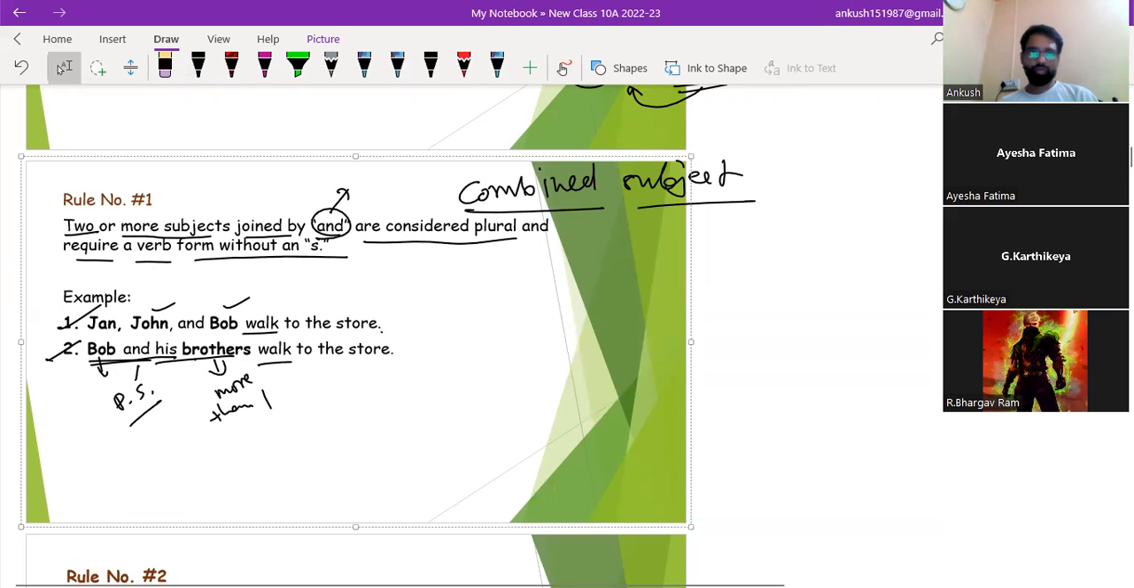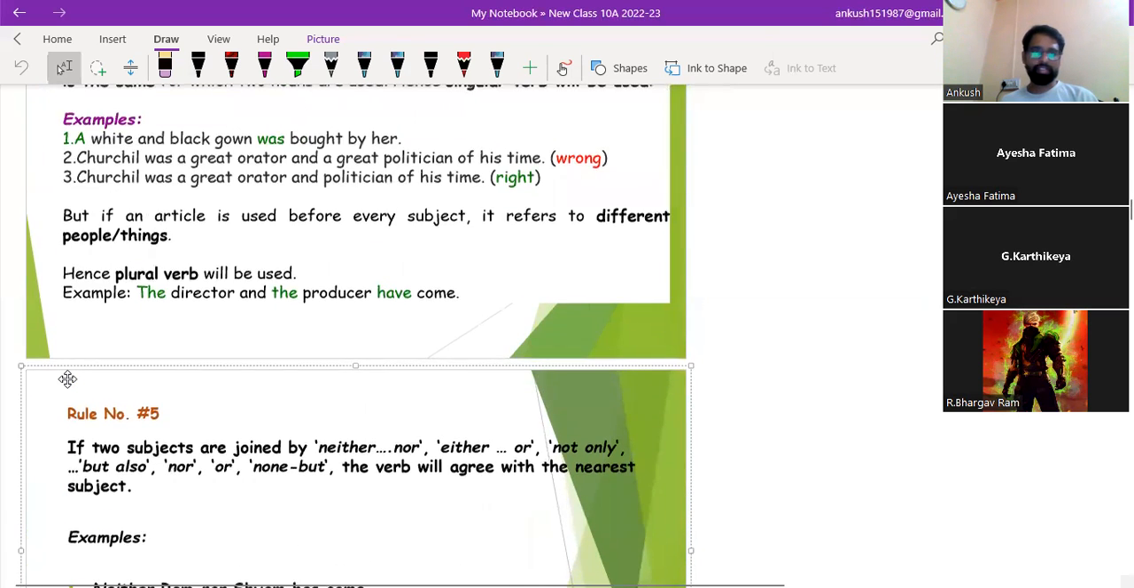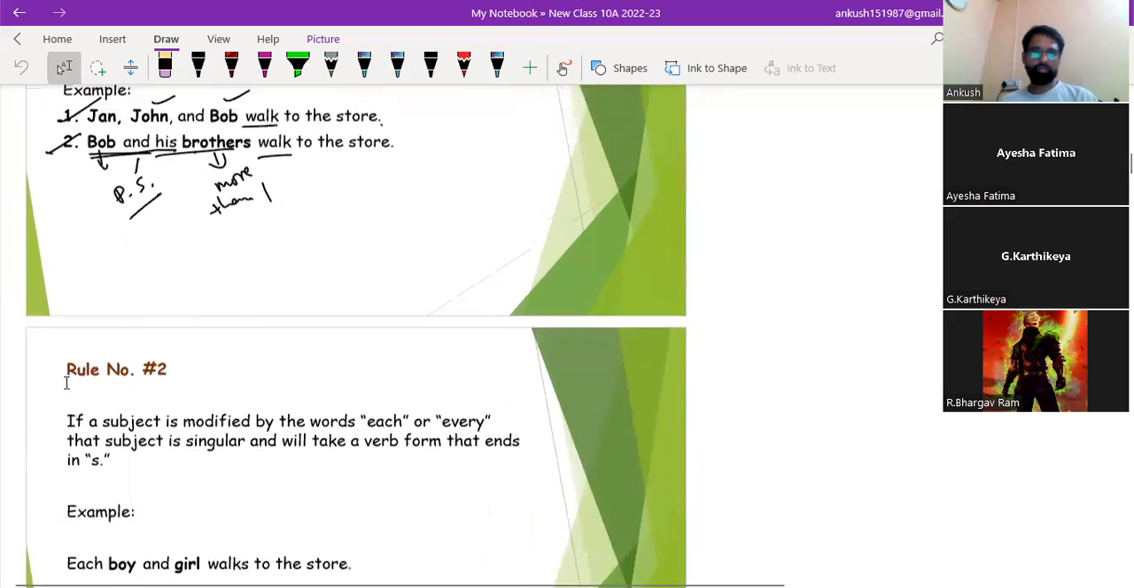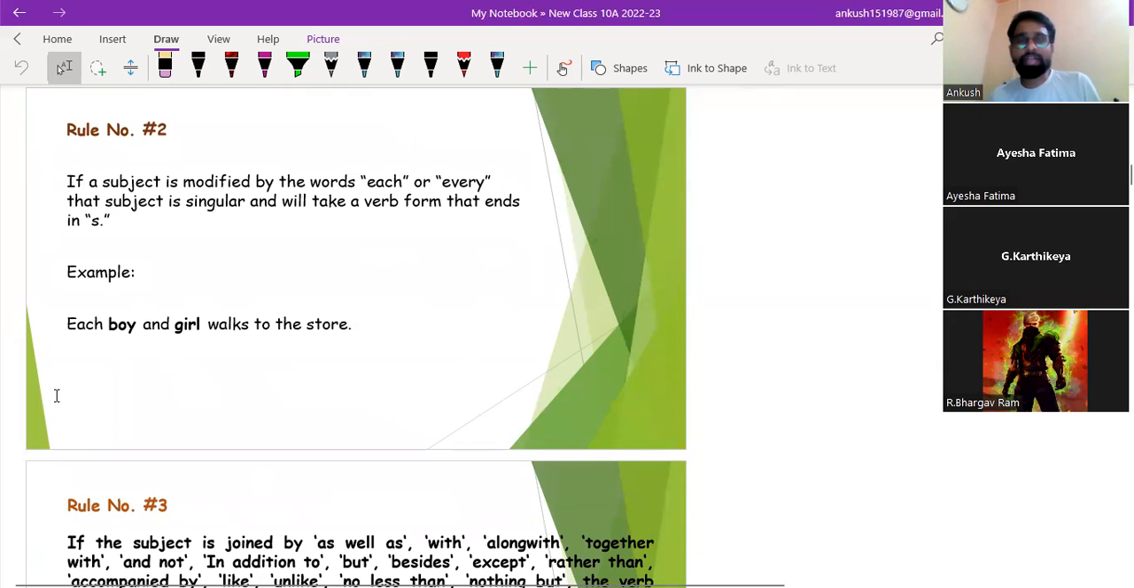Yes. What is next? Another rule is here. In the first rule, we have seen that if subjects have come together with the conjunction and, they would be considered a combined subject, and that subject would carry the plural verb. Have you got it? Yes. Another rule is, if a subject is modified by the words each and every, that subject is singular and will take a verb form that ends with s or es.